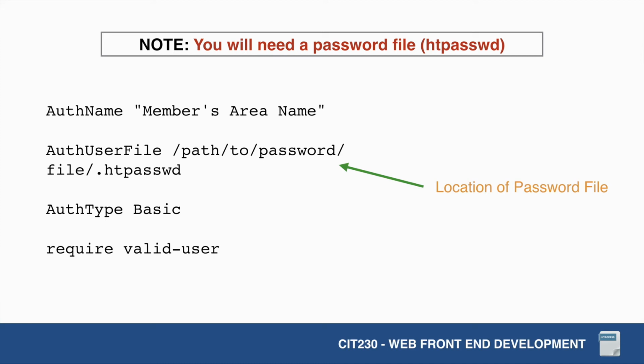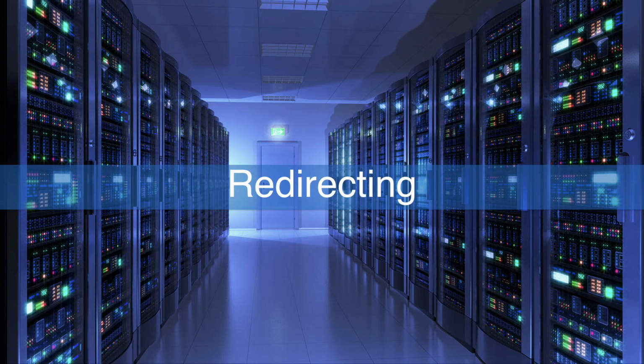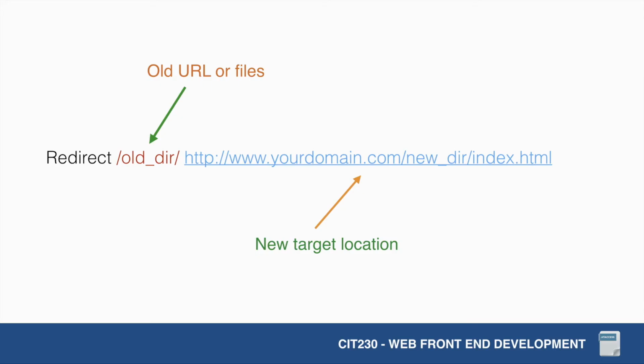The last thing we are going to talk about today is redirecting. And redirecting is taking the user from one place to another in my domain, or even to a completely different domain. We can do that by adding the following line into our htaccess file. This line includes the old content and where we want the customer to be redirected. So we have the old URL or files, and then the new URL that we want the user to move on to.